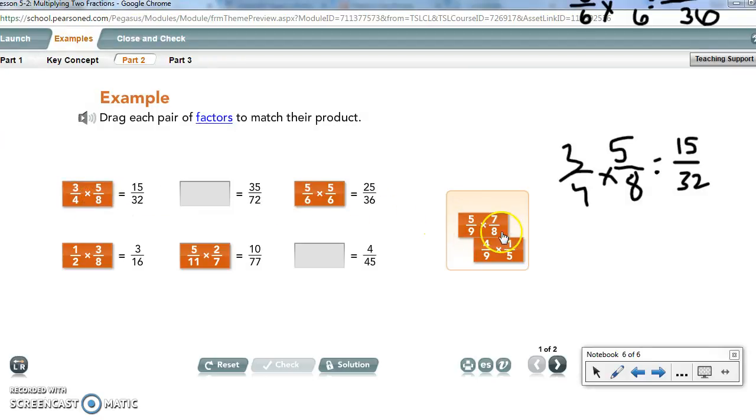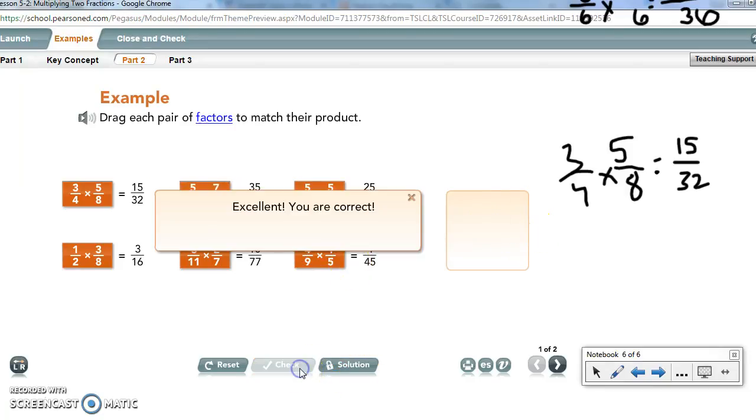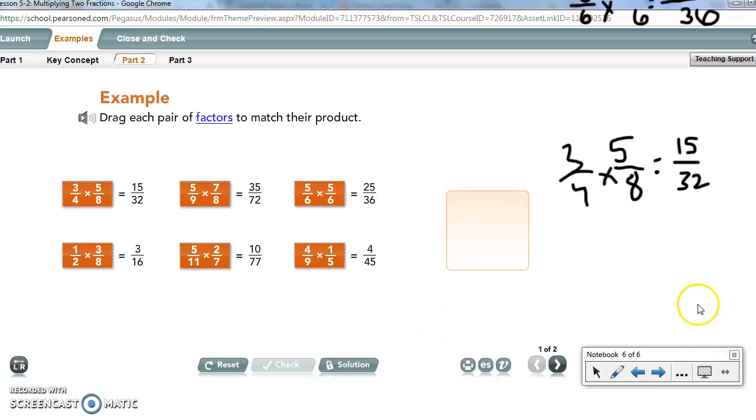This next one, 4 times 1 is 4. 9 times 5 is 45. And last but not least, 5 times 7 is 35. 9 times 8 is 72. Go ahead and copy that down. I would love to see your work for all of these as well.